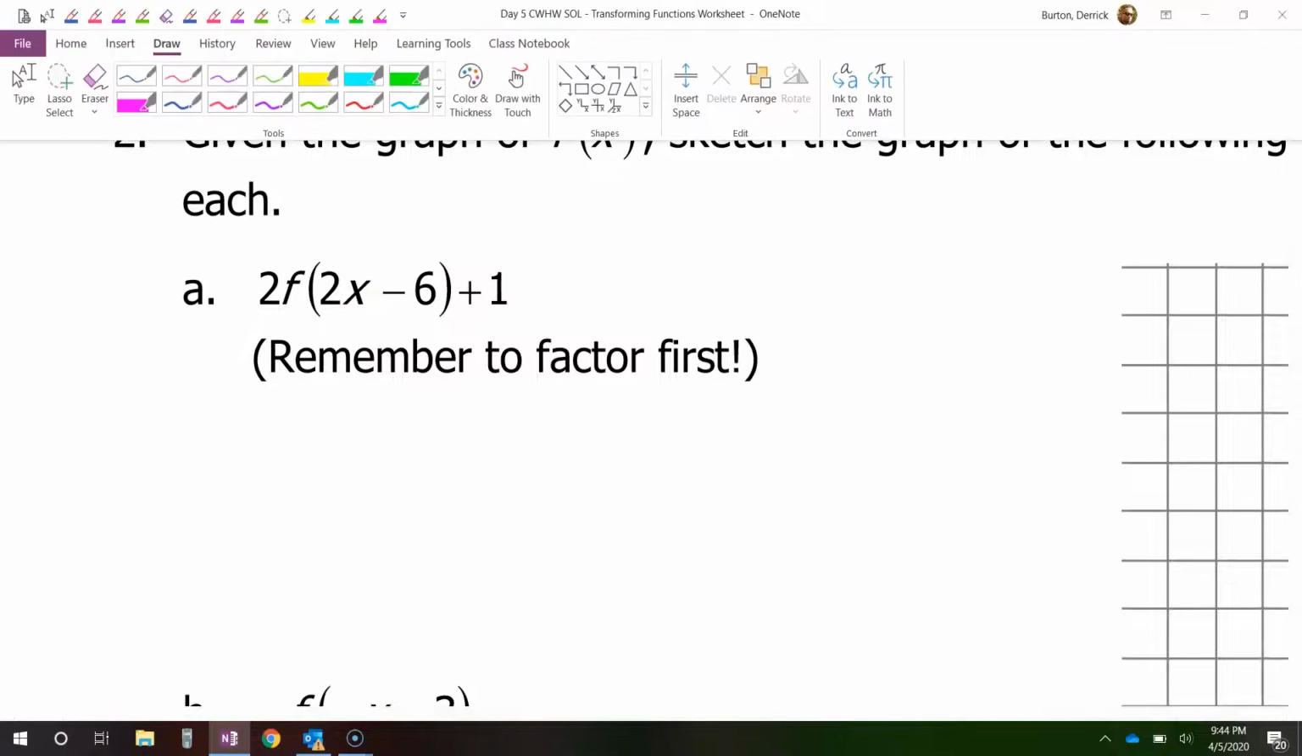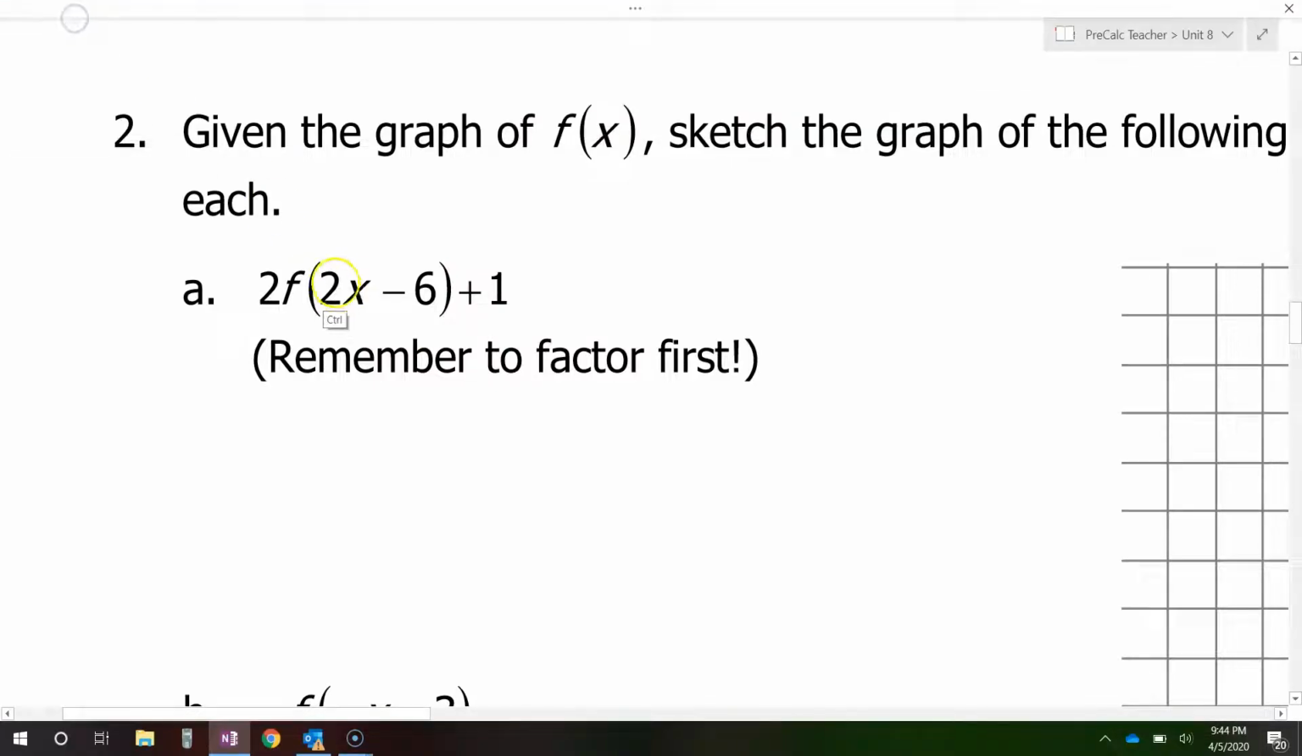So on problem number 2, part A, I see I have this 2x minus 6. I know I'm going to have to pull this 2 outside of parentheses. So this will really be 2 times x minus 3. So make sure you're looking at that for the inside the function part.